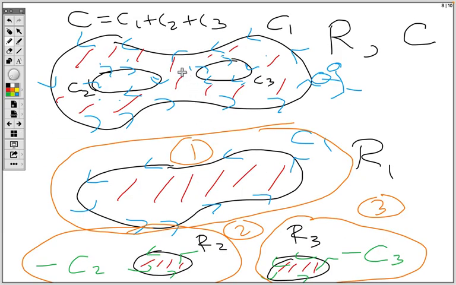And guess what? That means I'm taking the integral over the whole thing minus the integral over the holes. And guess what? That's just integrating over my original region R.